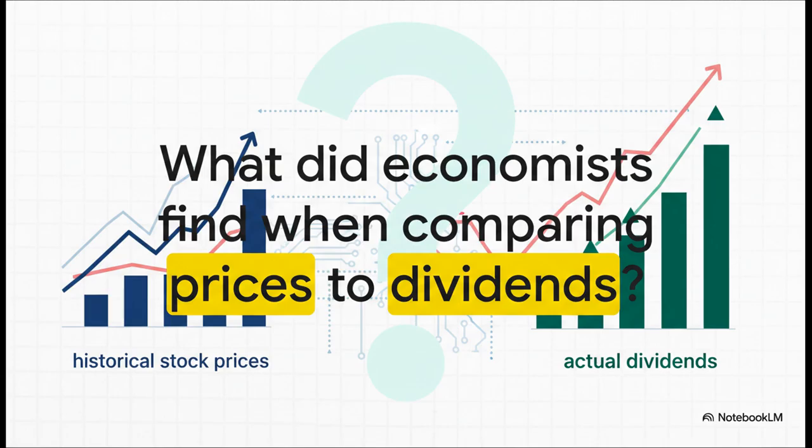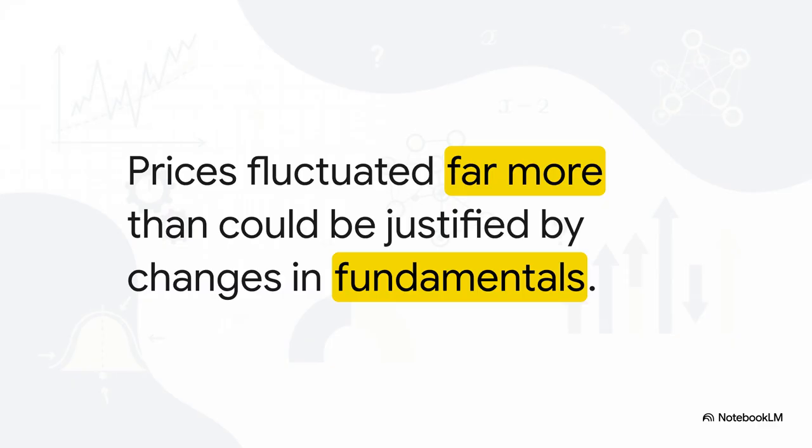So this was the big showdown. Researchers decided to put the theory to the test. They took decades of stock price data and laid it right next to the actual real-life dividends that companies paid out later on. The question was simple. Did the crazy price swings we see in the market actually line up with real changes in the business? And the answer? Oh, it was a huge, resounding no. What they found was, honestly, a little shocking for the entire field.